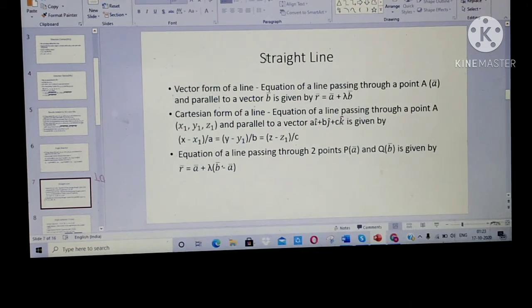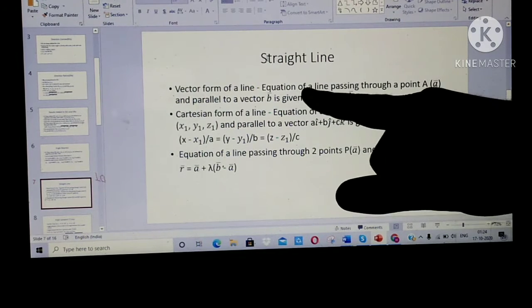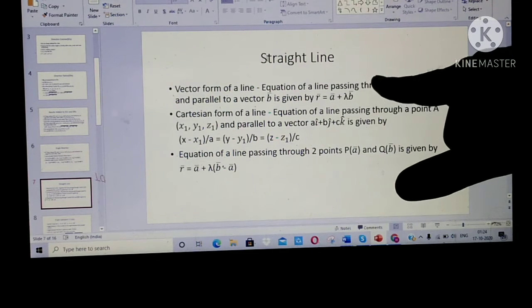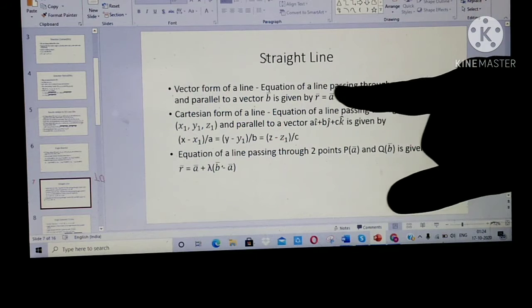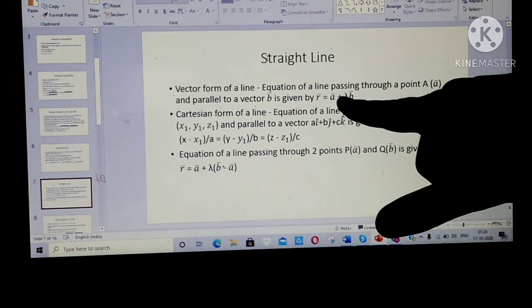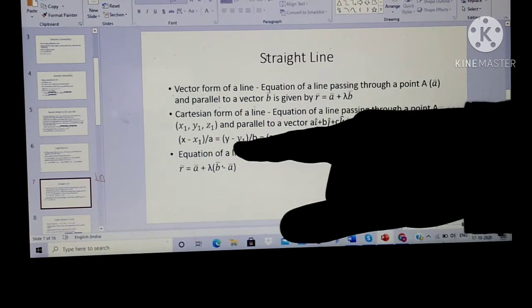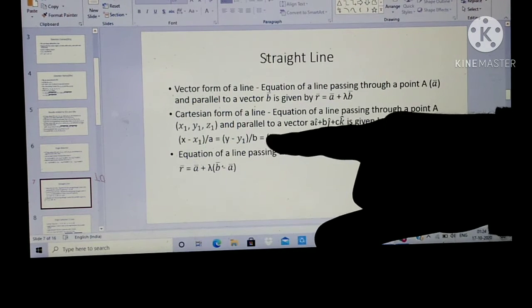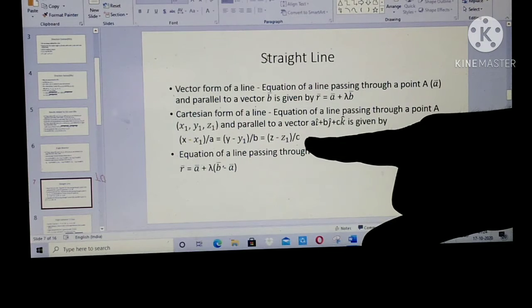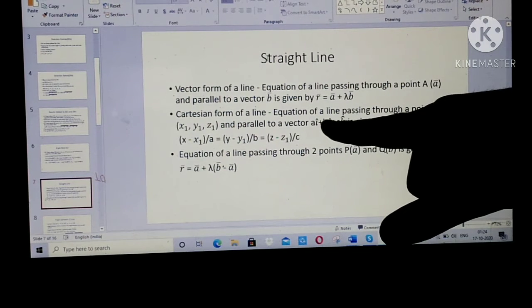Now continuing further, we come to the concept of straight line. So what do you understand by a straight line? It can be expressed in two forms. One is the vector form and another is Cartesian form. In vector form, we can express the equation of a line which is passing through a point A whose position vector is a and parallel to a vector b by this equation: r vector is equal to a vector plus lambda b vector. Okay, and if I want to write the Cartesian form, I write like this: x minus x1 by a is equal to y minus y1 by b is equal to z minus z1 by c. Here a, b and c are the direction ratios for the given line.